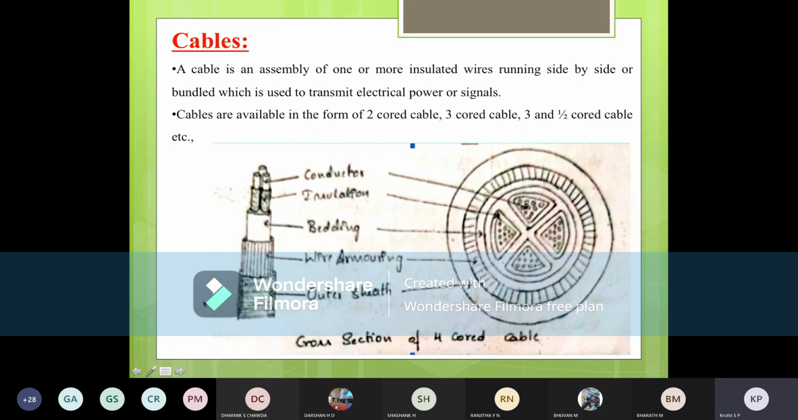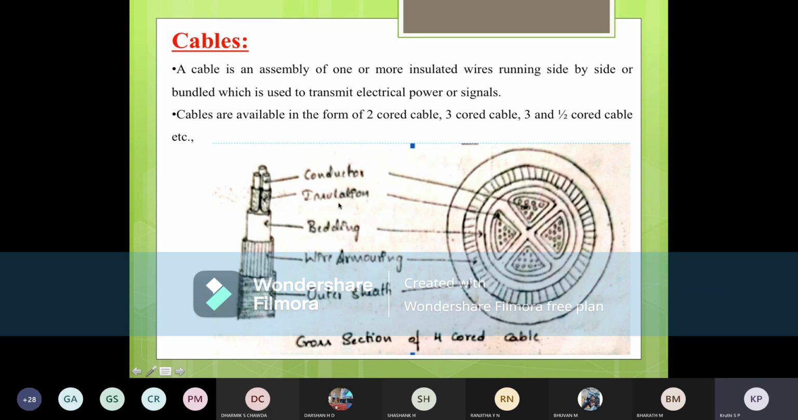Generally in a cable we will be having these parts. What are these? Conductor, insulation, bedding, wire armoring, and outer sheet. Why do we use the conductor? We know the function of the conductor: it acts as a material which transfers the energy.